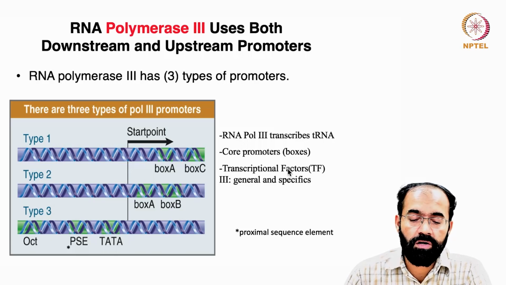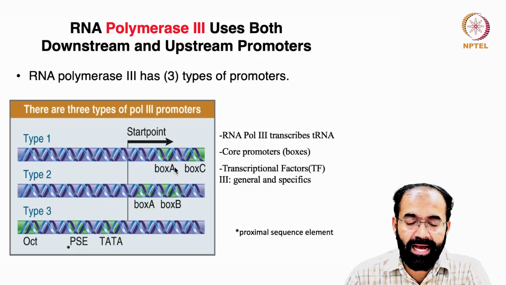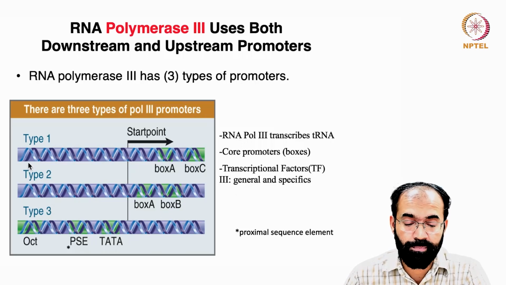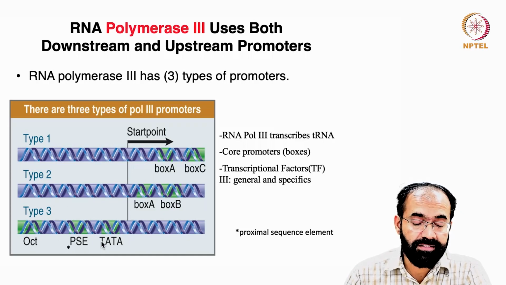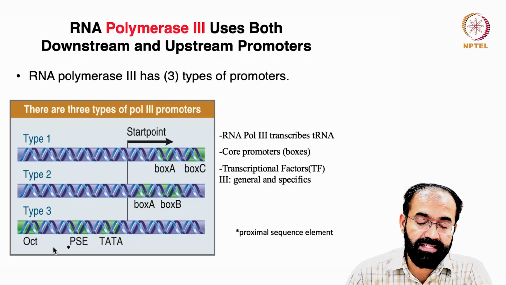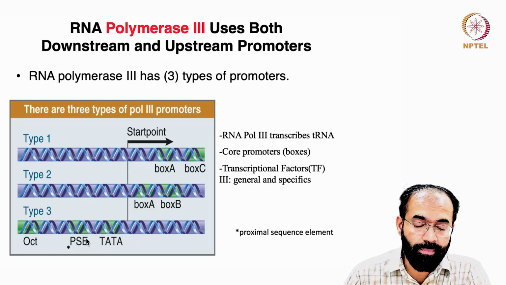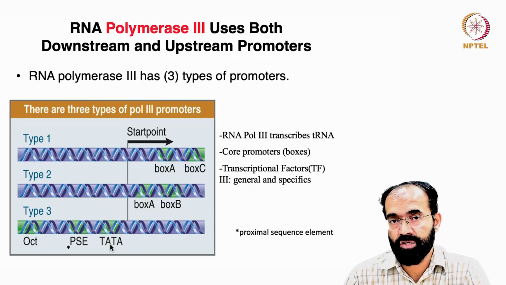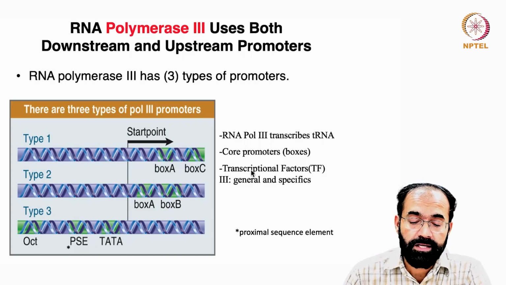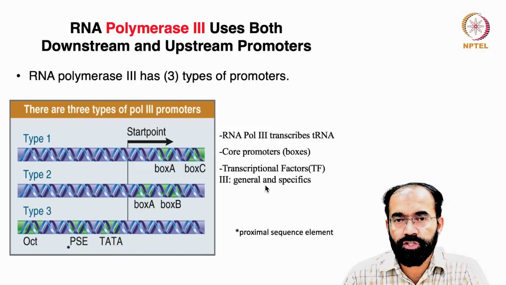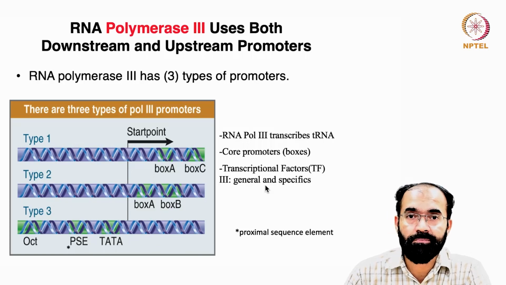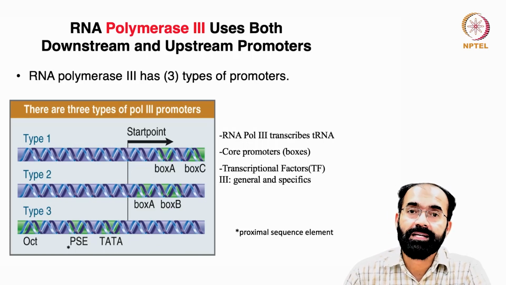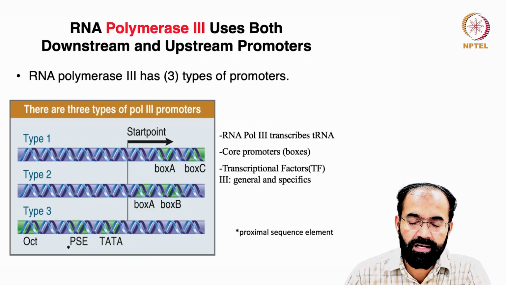and these core promoters are seen with different names called boxes. Box A and box C are seen in type 1, box A and box B are seen in type 2, and there are specific domains seen in the case of type 3, that is an OCT domain and a PSE domain and the typical TATA box. They are seen in type 3. So transcription factors are quite unique in the case of pol 3, because they can identify different boxes, based on which the subcategory of pol 3 promoters is present.